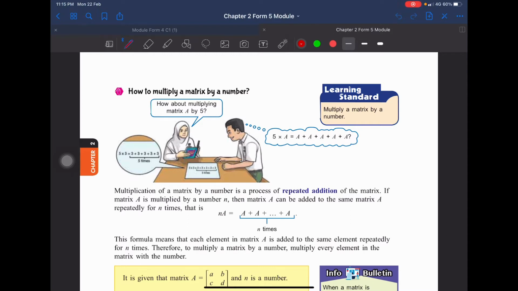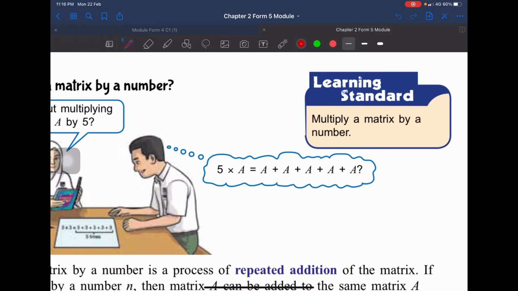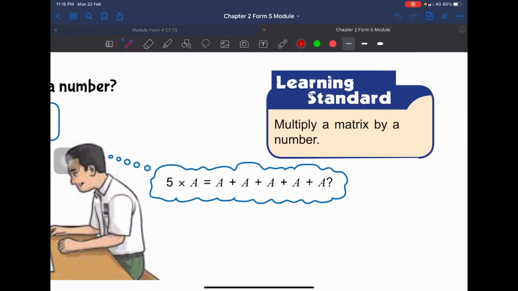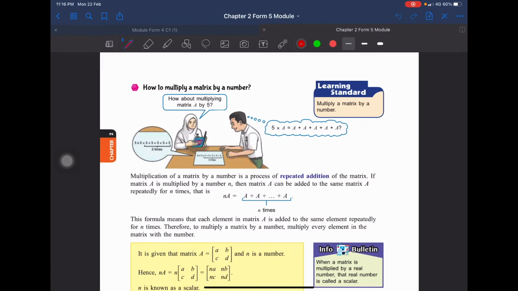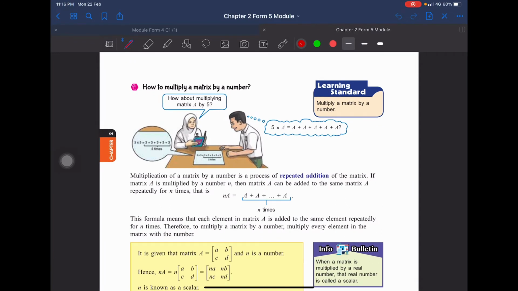For today's class, we're going to continue from our previous class. We're going to learn two things. The first one is the learning standard: multiply a matrix by a number. So how to multiply a matrix by a number?